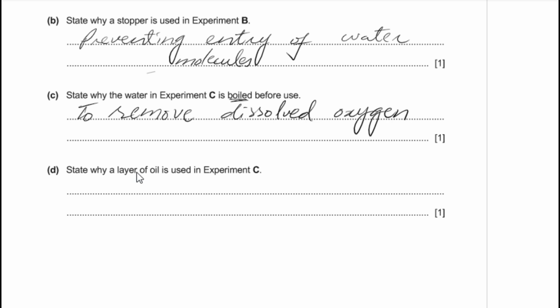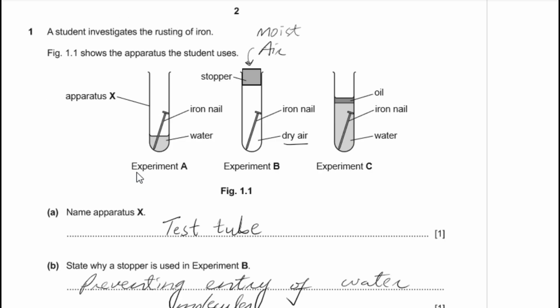State why a layer of oil is used in experiment C. Due to the presence of this oil layer, oxygen from the outer air will not be able to enter the test tube. Oxygen from the air is trying to enter the test tube, but this oil layer is preventing oxygen from the air getting into water.